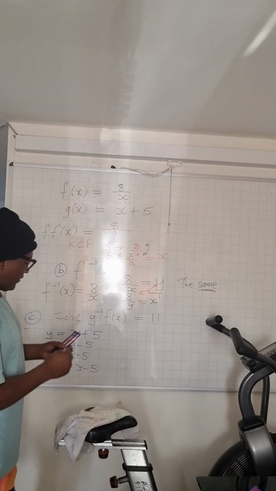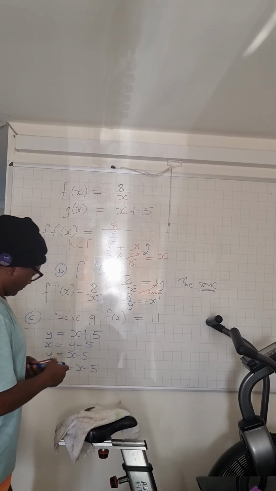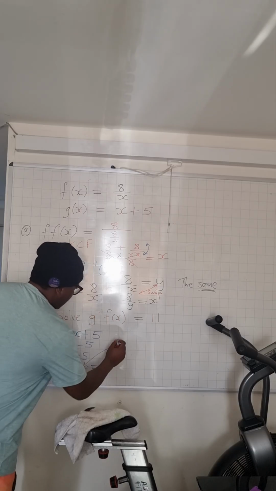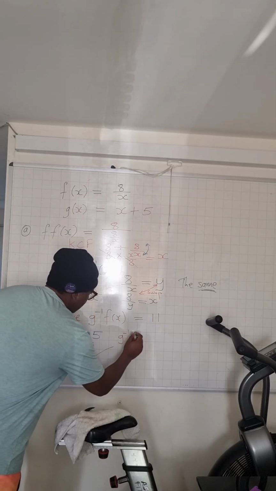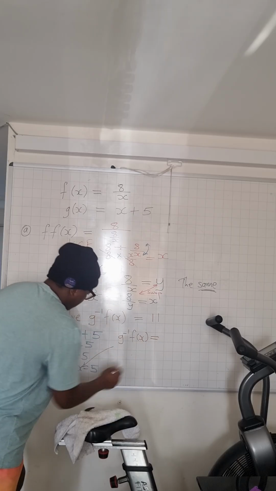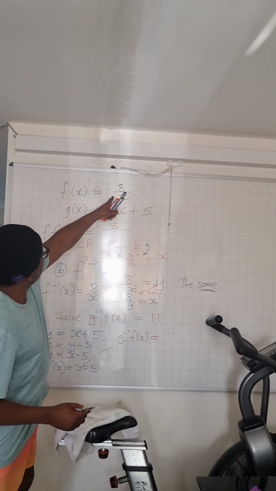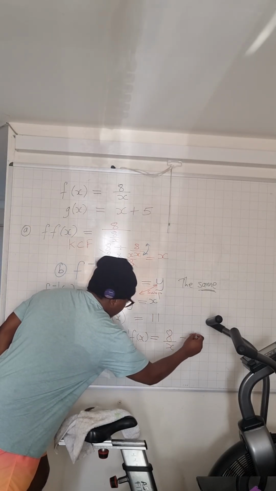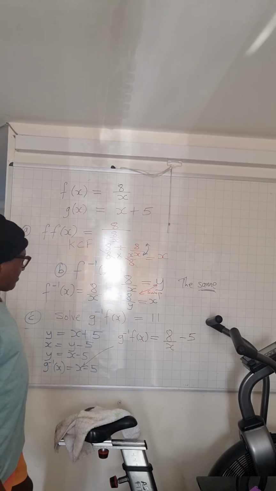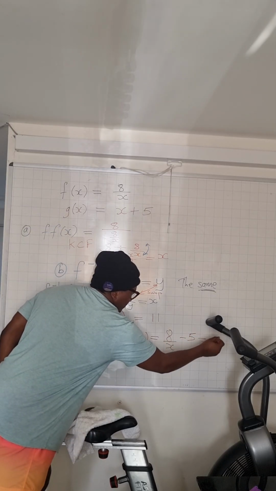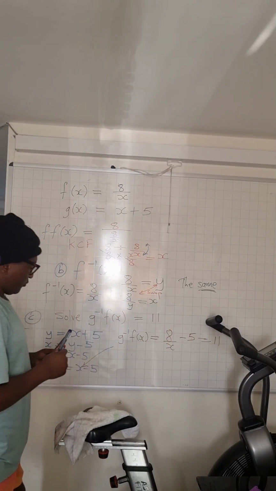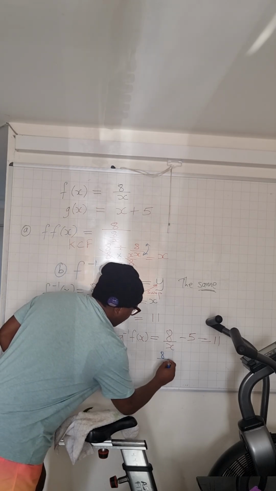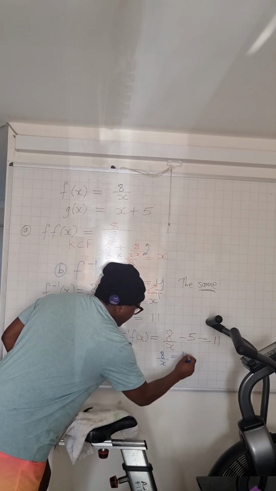Now we want to substitute f of x. f of x is 8 over x. So we replace it there. That means g inverse f of x is equal to replace x with 8 over x. So it's 8 over x minus 5. And they told us that that is equal to 11. What's the opposite of minus 5? Plus 5. So 8 over x is equal to 11 plus 5, which is 16.